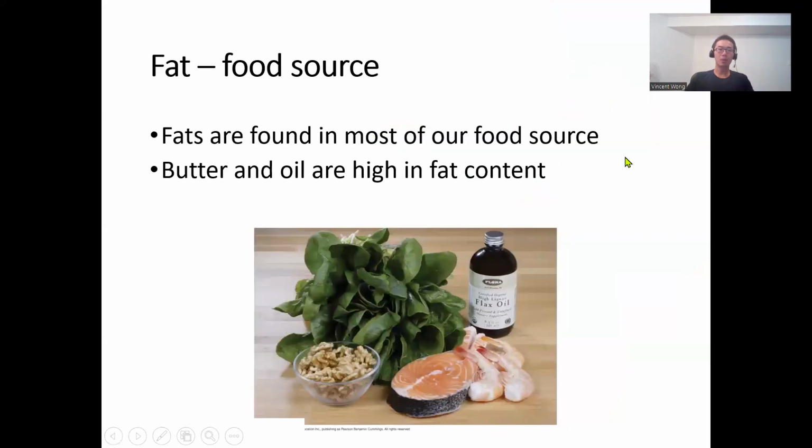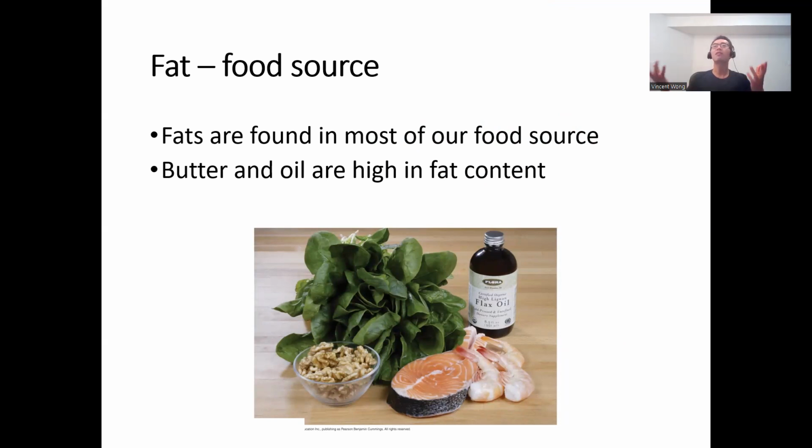So let's talk about where to get fat. We don't have to deliberately consume fat. Most of our food already has quite a bit of fat in it. When you eat meat, there's going to be fat in it. When you add salad dressing, there's going to be fat in it. There's lipid in it. So it's found in all the food sources that we have.